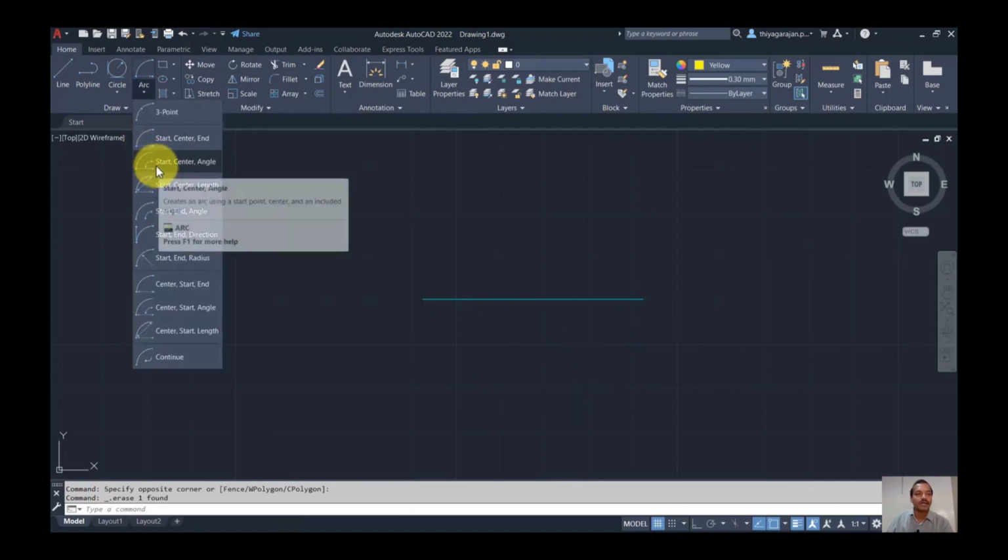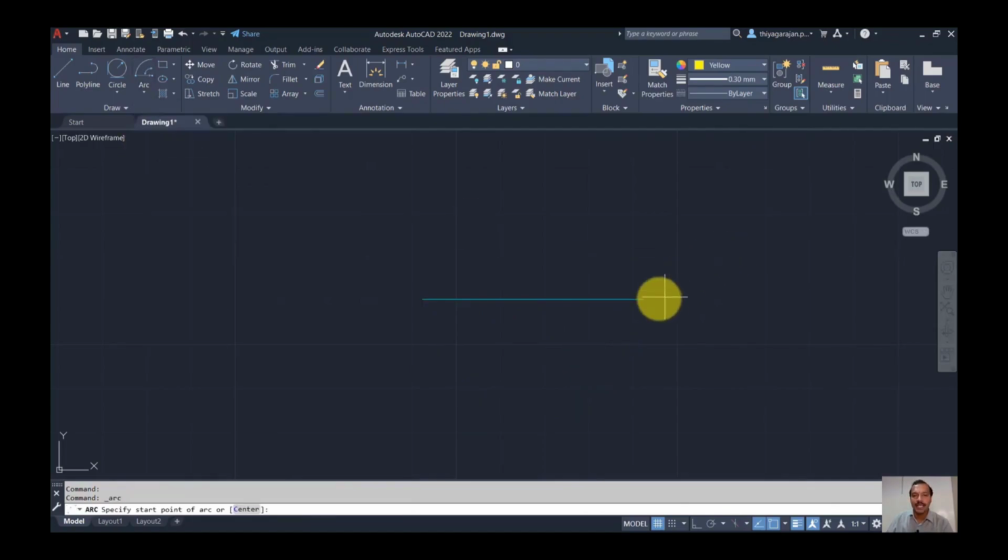The next option is start, center, angle. I'm giving the same start point and the same center point, so I'm fixing the radius at 25. What is the angle? If I give 30, I will get a 30 degree arc.